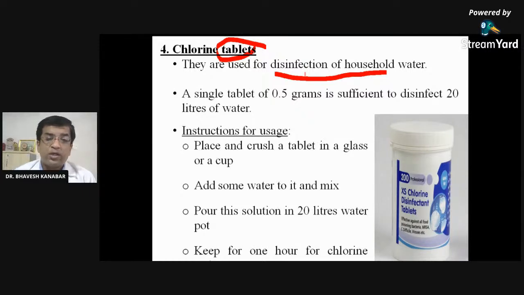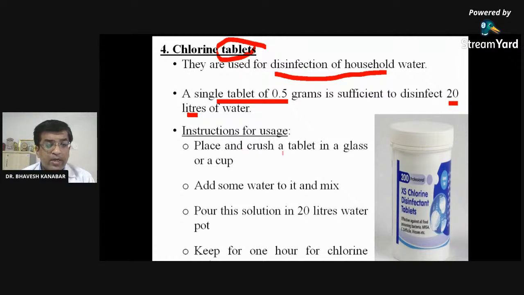So there is one instruction. First, a single tablet of 0.5 gram, that is 500 milligram, is sufficient to disinfect 20 liter of water. Remember this quantity also: 0.5 gram, that is 500 milligram, of a single tablet is sufficient to disinfect 20 liter of water. Our earthen matka or vessels generally contain around 20 liter, or depending upon the size, they may contain more also.